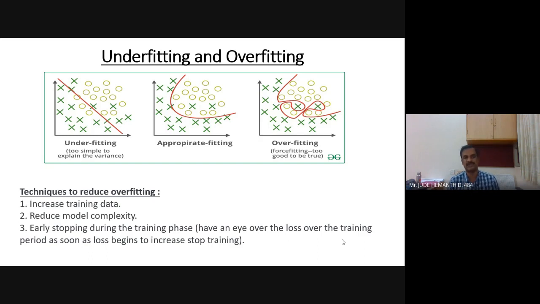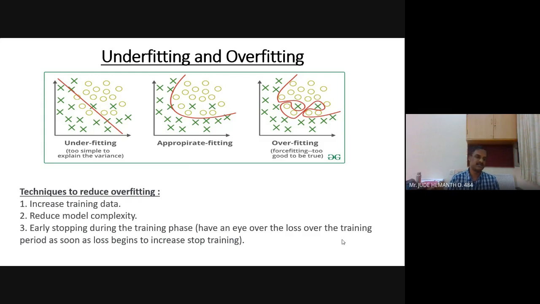When I say techniques to reduce overfitting, I'm comparing it with underfitting and giving these points. Right? So your training data should be somewhere in between your lower level and the maximum. Reduce model complexity, and that doesn't mean that you have to come to the level of underfitting. Somewhere a balance should be given.